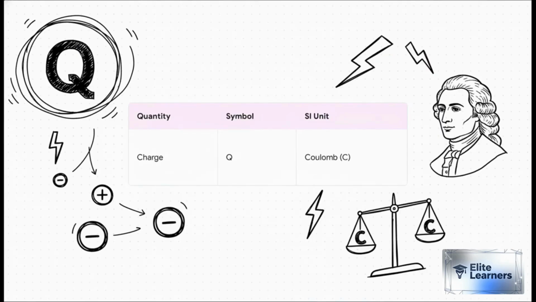So how do we actually measure this stuff? Well, scientists give it the symbol Q, and the unit we use to measure it is the coulomb. It's named after a physicist, Charles Augustin de Coulomb.